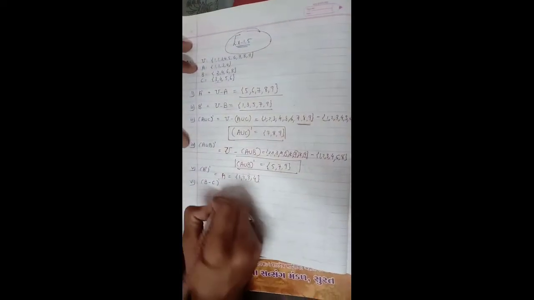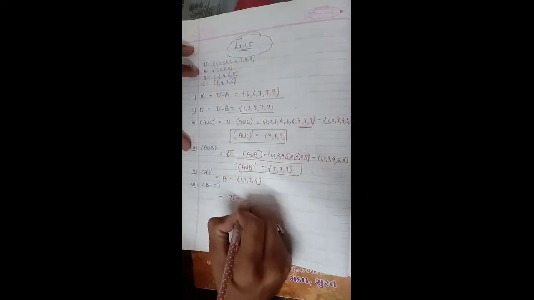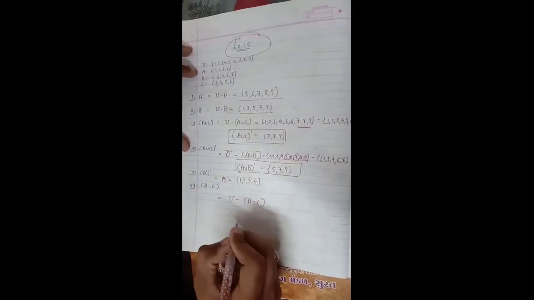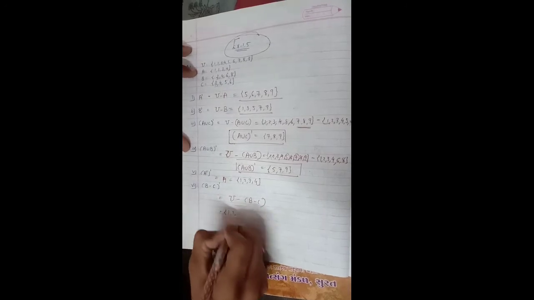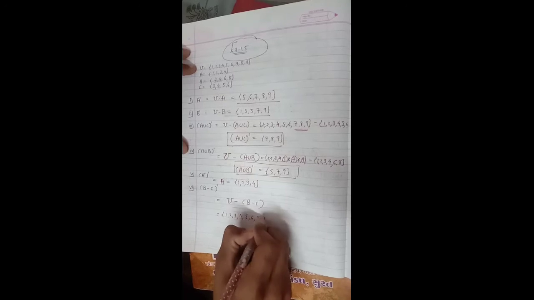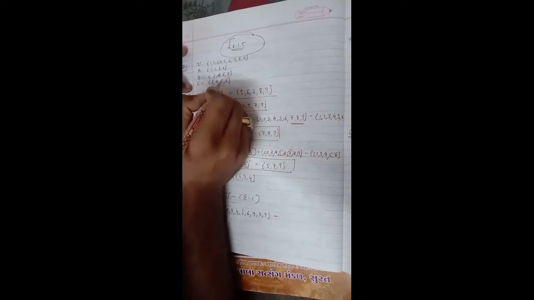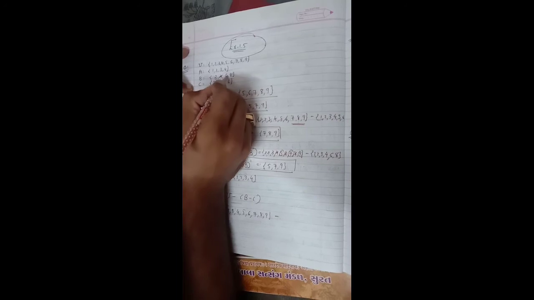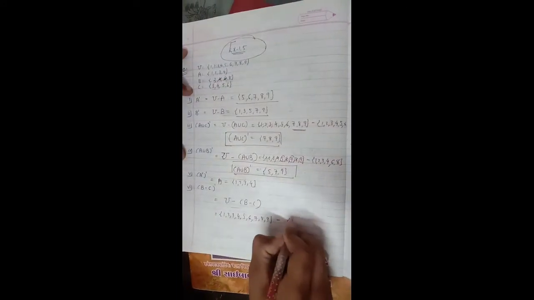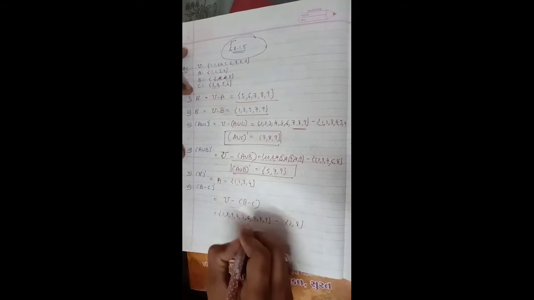B minus C, first write B minus C, it means universal set minus B minus C. Universal set means 1 2 3 4 5 6 7 8 and 9. Now B minus C means cut all members of C from B. So cut 4 here, 5 is not there, cut 6 here. So B minus C is what? 2 and 8. Now 2 and 8 cut from universal set.